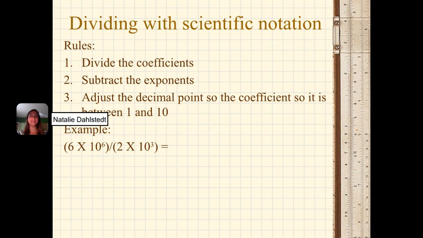Let's say that now I need to divide numbers that are written with scientific notation. The first thing that I do is divide my 2 coefficients. So 6 divided by 2 is 3. So there's my new coefficient. It's going to be multiplied by a base 10.